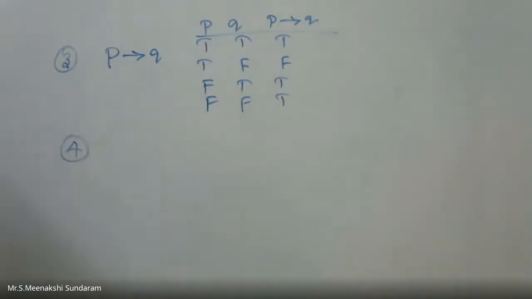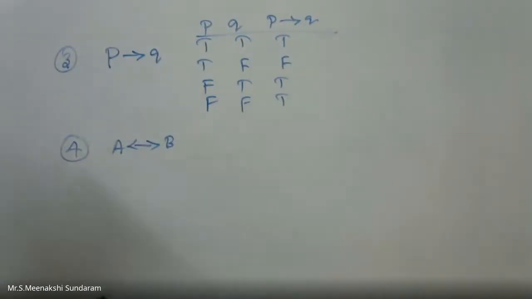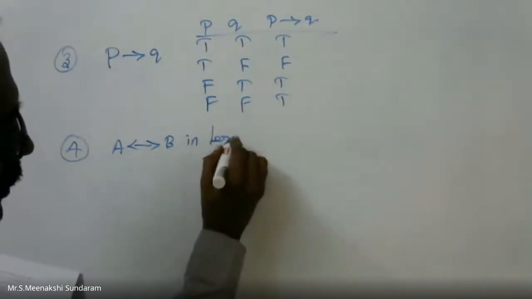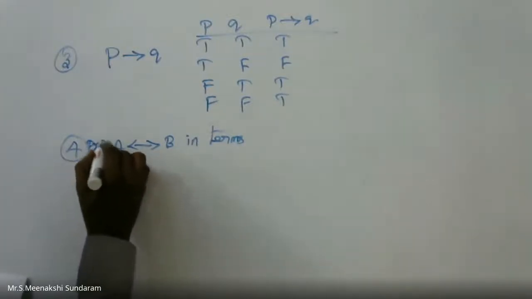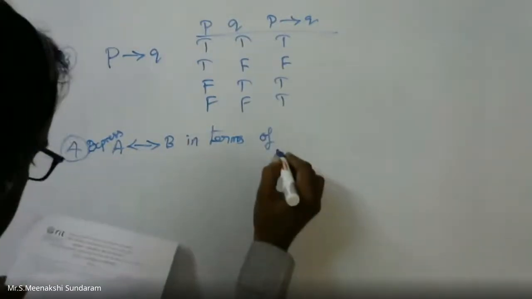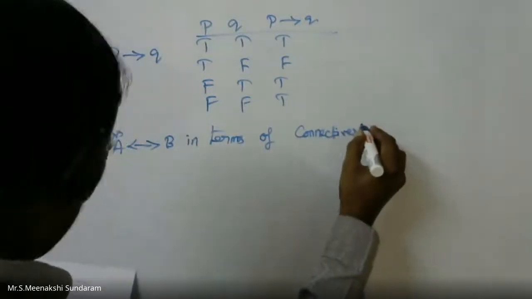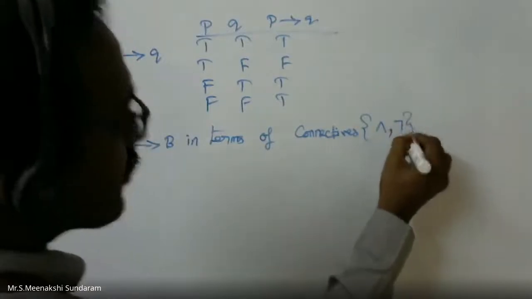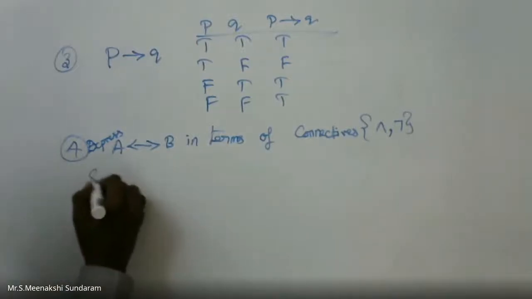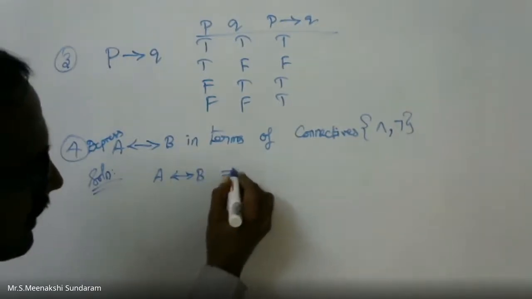Then the fourth one. Express A biconditional B. I think in the last class yesterday, some of them asked for doubts in this question. So express A biconditional B in terms of connectives, in terms of conjunction and negation. That is a functionally complete set of connectives that we can study. A biconditional B is A if and only if B.